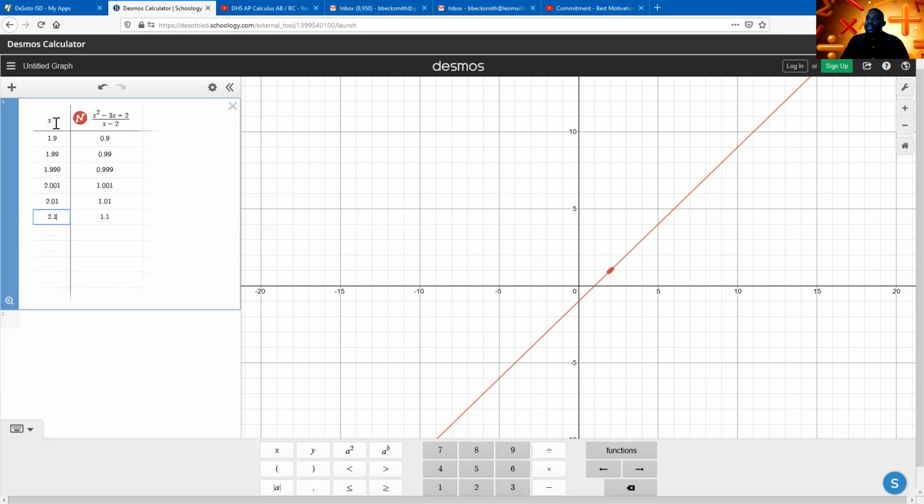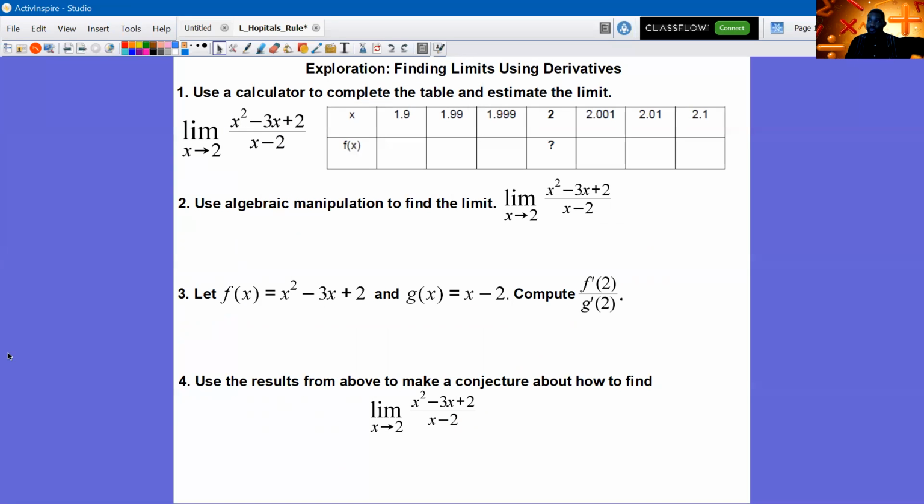As x gets sufficiently close to 2, we want to see what y gets arbitrarily close to. And you can tell based on these values, my guess would probably be 1. So I'm going to fill out this table here based on the results I found in the Desmos calculator.